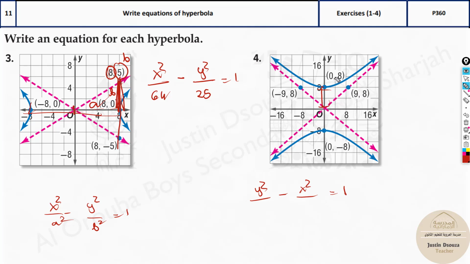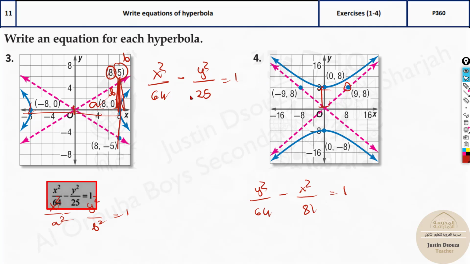And the point is 0, 8. It's again 64. And what about this? It is 9. That means 81. So these are the answers. Very simple. Just by looking at the graphs, you can easily understand it.